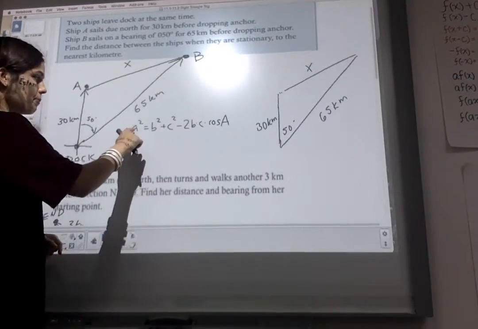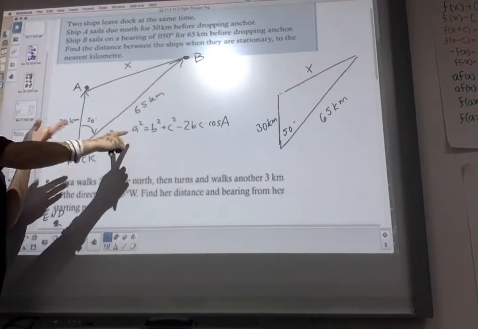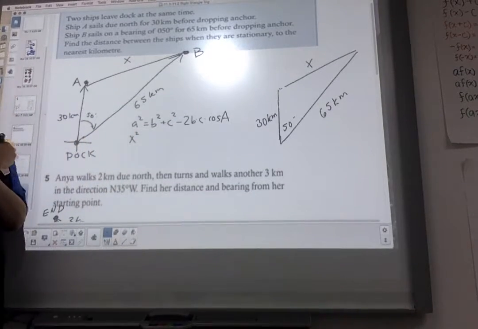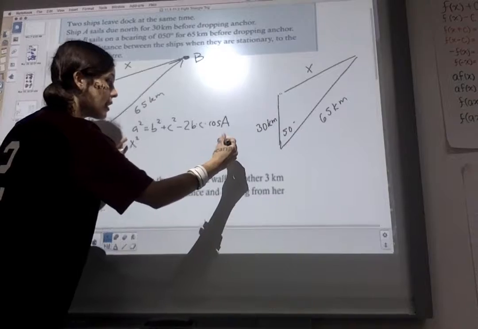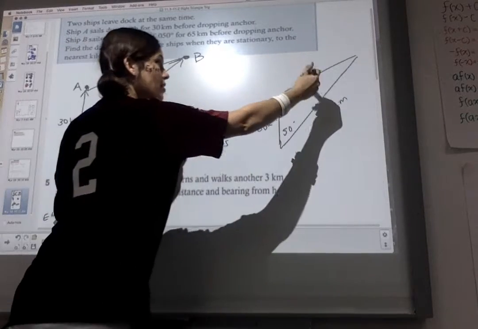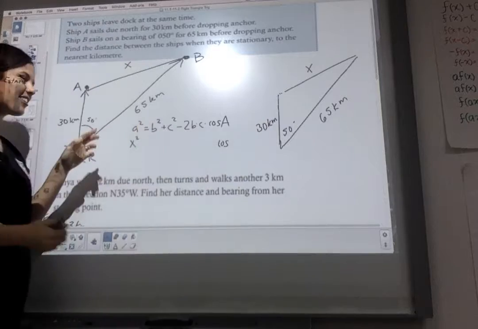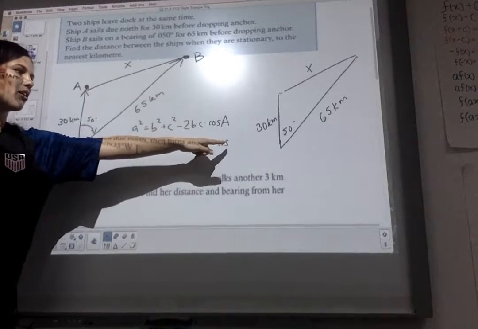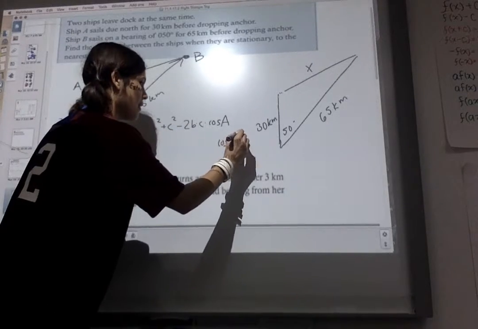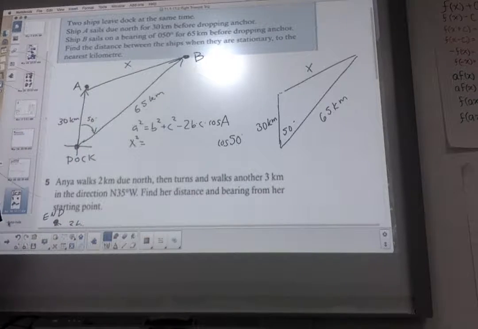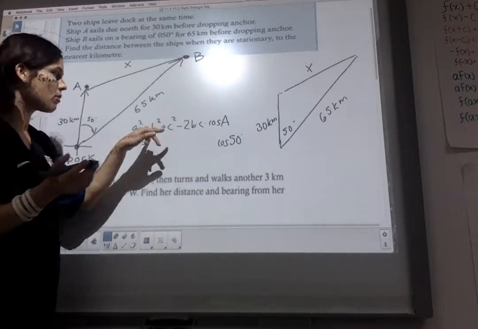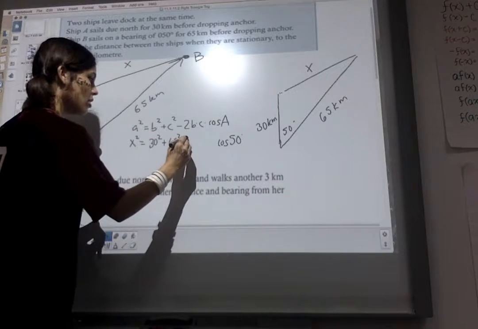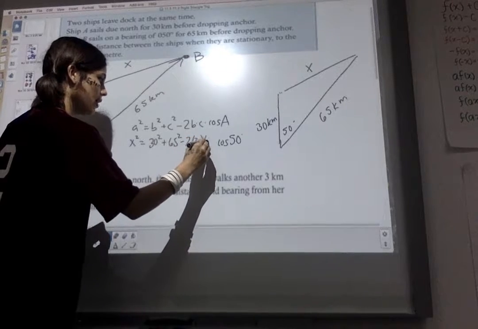So look, because this side is already isolated, that's the variable that you usually want to isolate. So in this case, x. The cosine, that angle is across, whatever letter is there, that's the angle opposite. So this is the angle opposite x, which is 50. The other two sides, in no particular order, because you're just adding, are the b and the c. So 30 squared and 65 squared, minus 2 of them, 30 and 65.